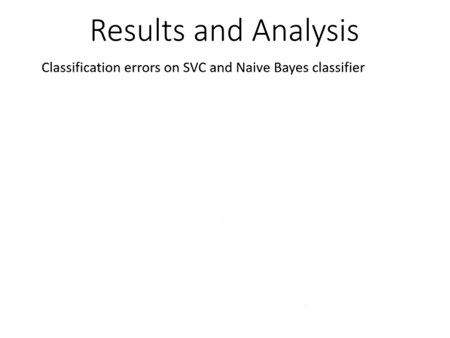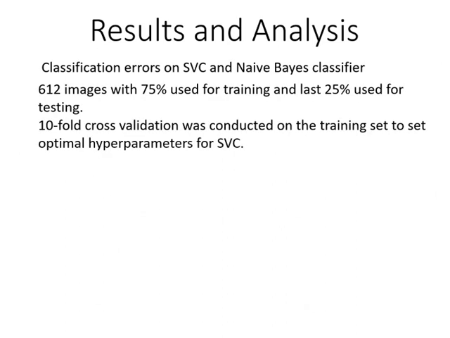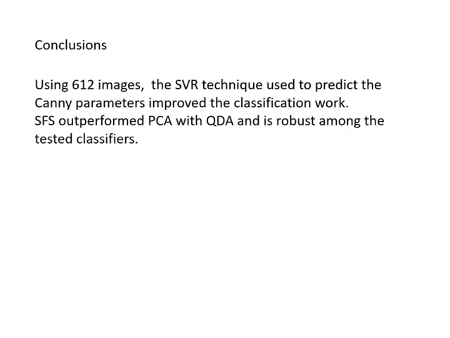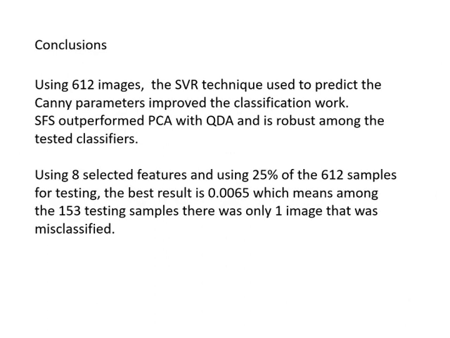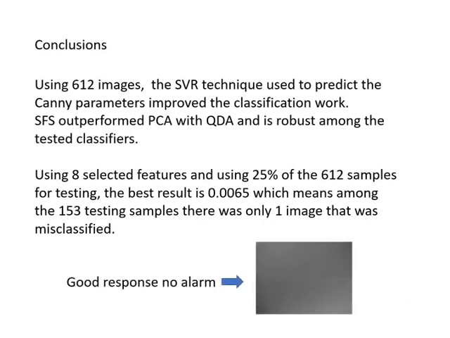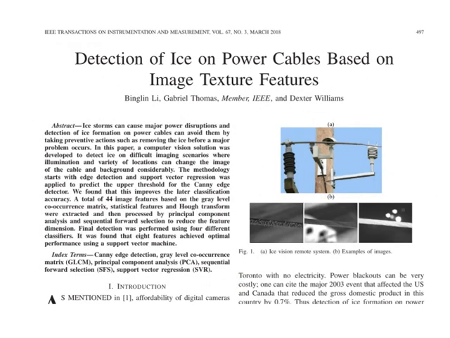Here is a table showing the comparison between the different techniques used to solve this problem. Based on the limited amount of images, using SVR and SFS were the techniques that outperformed the other methods. Using only 8 selected features and using 25% of the 612 images, the best result was 0.0065, which means that among the 153 testing samples, there was only one image that was misclassified, and not surprisingly was the one that contained a lot of fog. More information can be found on this reference.